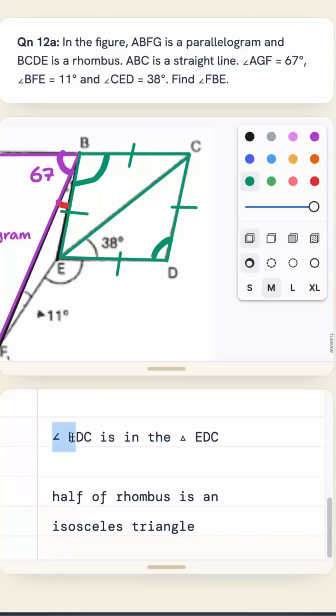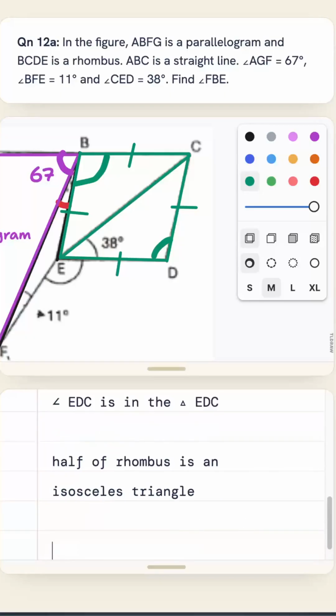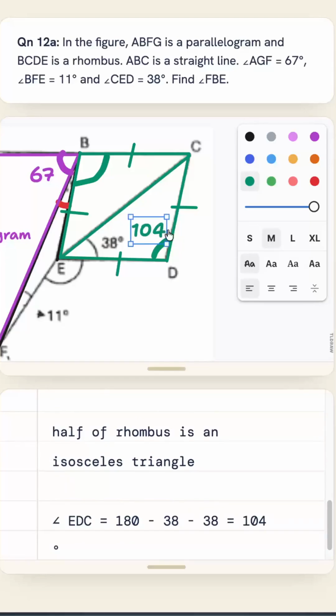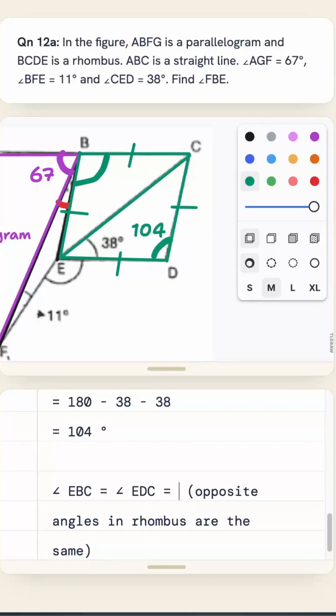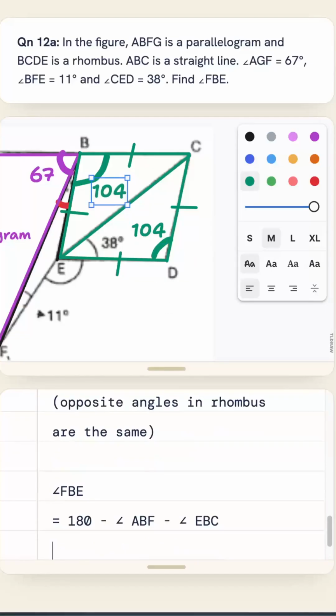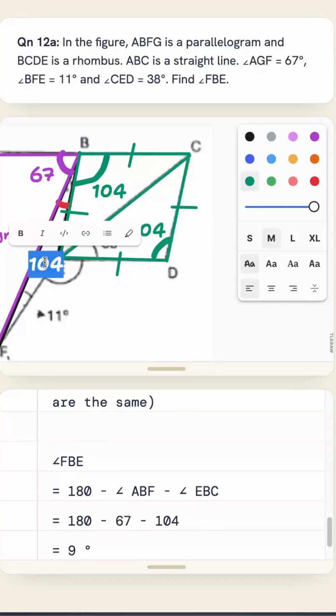So the angle EDC would then be equal to 180 minus 38 minus 38. This will give us 104 degrees. So angle EDC would be equal to 104 degrees. Now we can find FBE, which would be equal to 180 minus 67 minus 104, giving us 9. So the answer is 9.